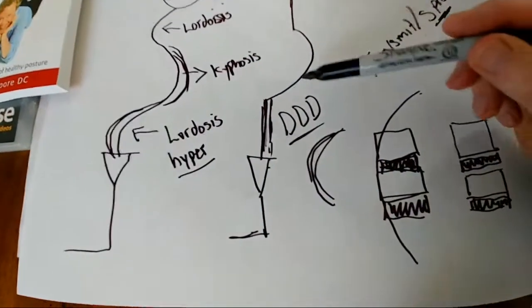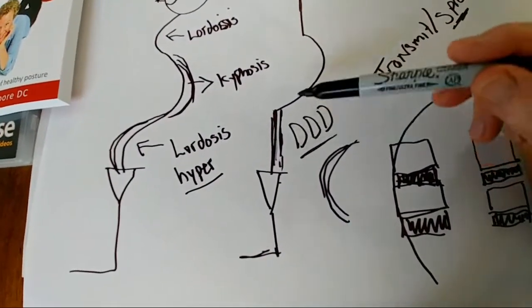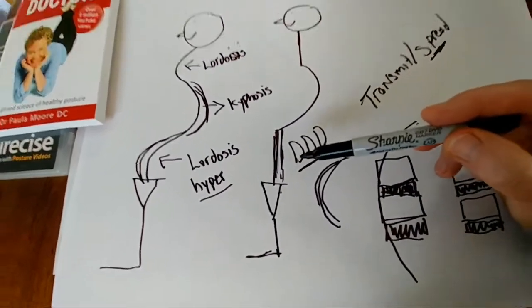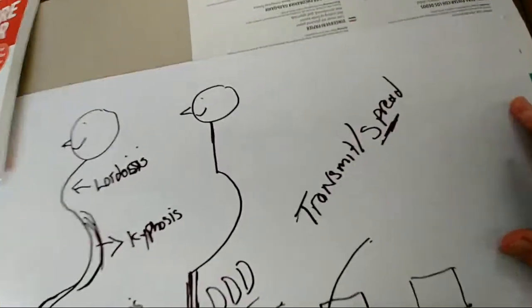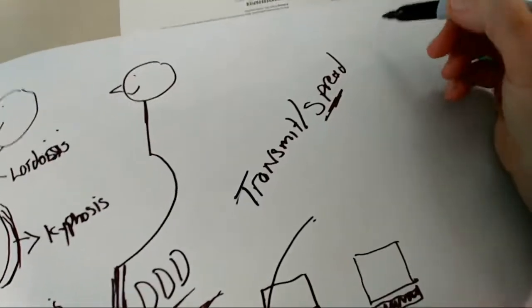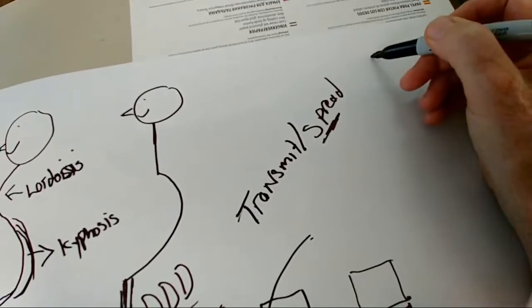So if you've got a flattened area here, suddenly the shock absorption isn't as great. Let's look at a little analogy. I've got a little paper left here. I love this analogy, the analogy of a spring.